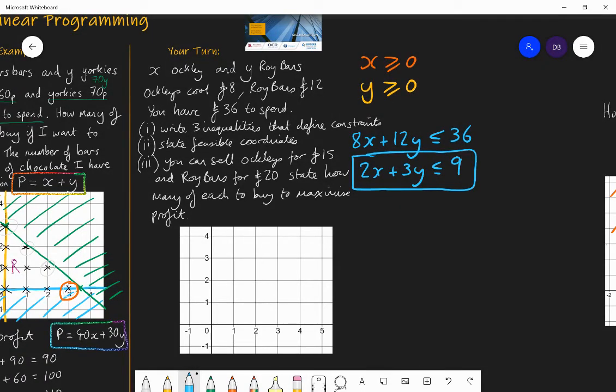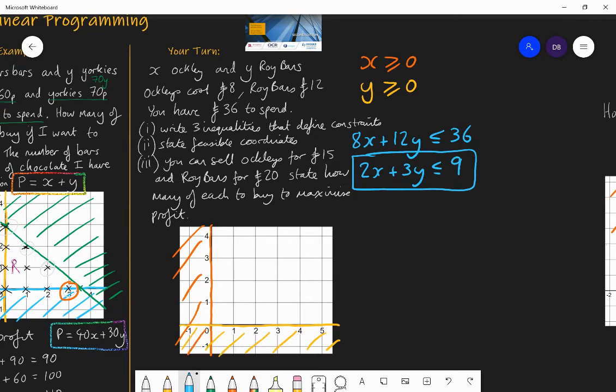Okay, so first one, x greater than or equal to 0. That's everything to the right of this line, so we don't want negative values of x. Y greater than or equal to 0 is everything above that line, so we don't want negative values of y. 2x plus 3y is less than or equal to 9.